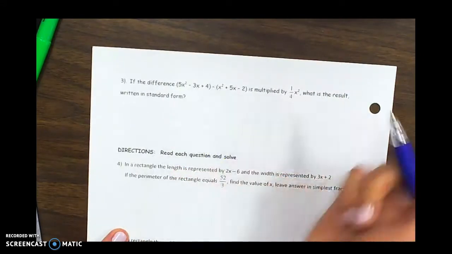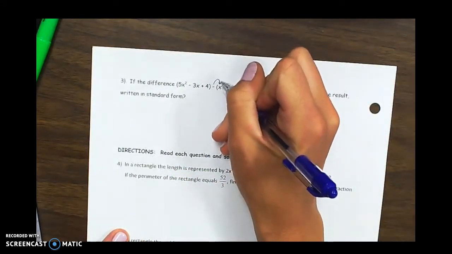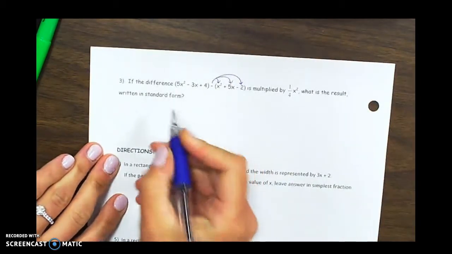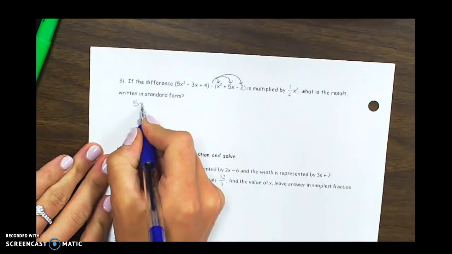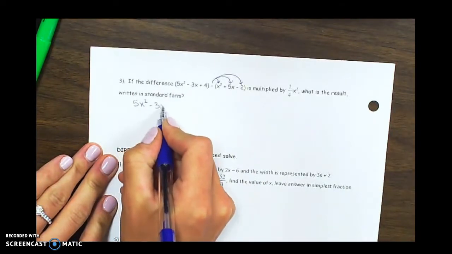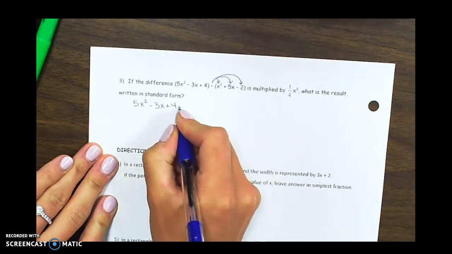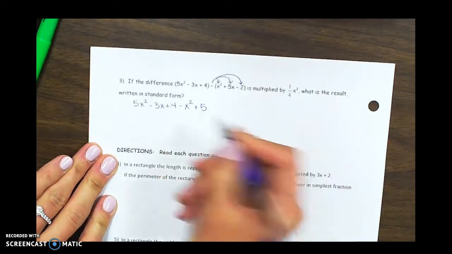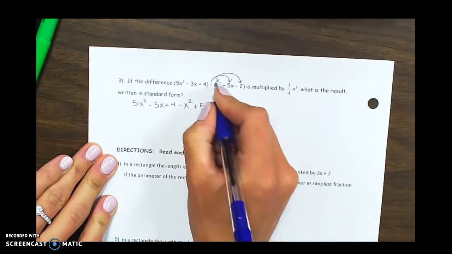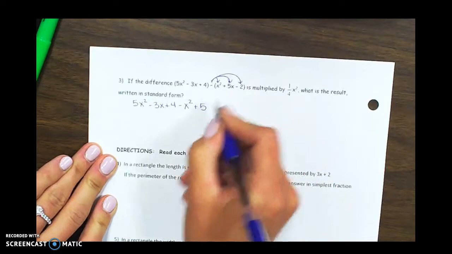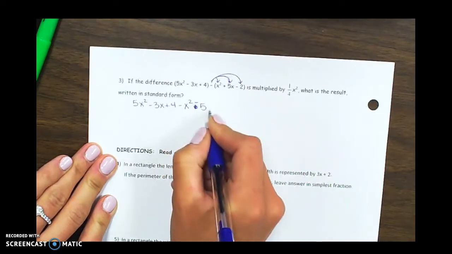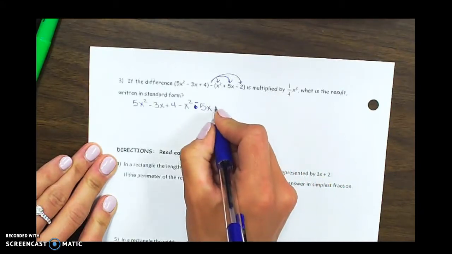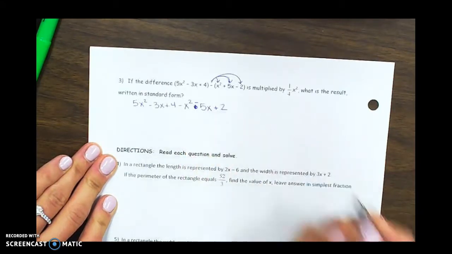So if we're going to subtract, the first thing we have to do is distribute the negative to everything. So the first term is going to stay the same, 5x squared minus 3x plus 4 minus x squared plus 5x. Oops, that's going to be minus 5x. We distribute the negative, so instead of a positive 5x, it's a minus 5x. And then a negative times a negative 2 becomes a positive 2.